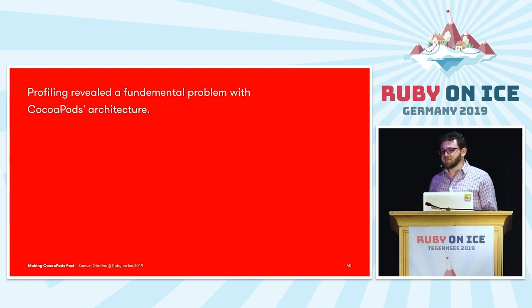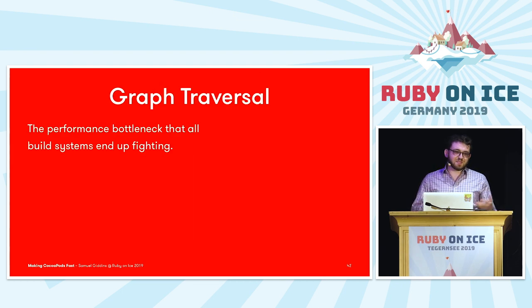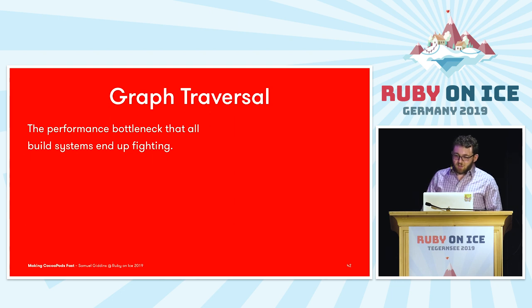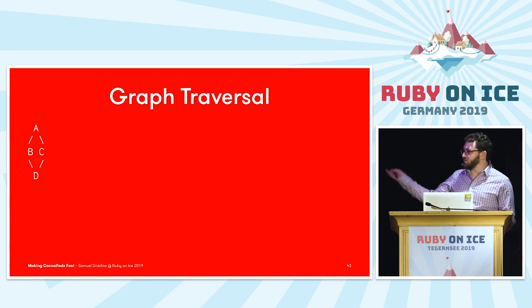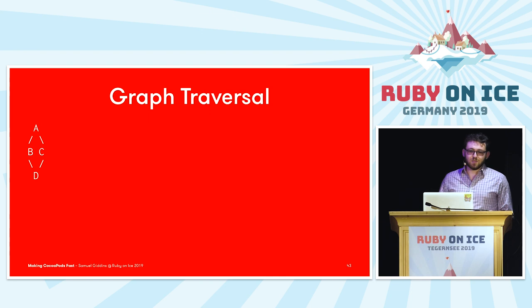And so what was this big architecture problem? Well, it was graph traversal. This is basically the performance bottleneck that all build systems end up fighting. Okay, fancy computer science math words. What is graph traversal? Well, here's a graph. You have A depends on B and C. B and C each depend on D. Pretty simple, right?